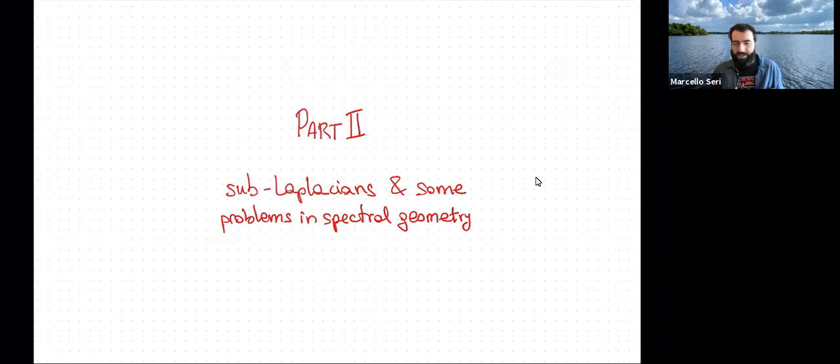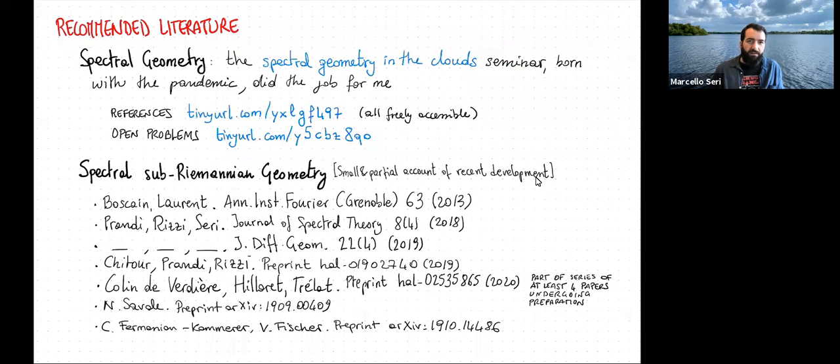And so the second part of the talk will be more about the sub-Riemannian spectral geometry, at least some questions in that. So before starting, again, I'm going to send the slides. There is lots of literature here. You can see that the one for spectral sub-Riemannian geometry, besides a couple of papers that I will mention later, is all in the last few years.